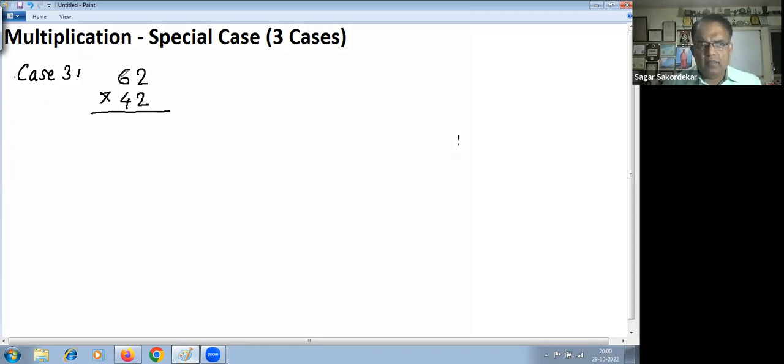So the method is like this. Multiply this 6 into 4 plus this common digit, and multiply digits at units place on the right hand side, 2 into 2. 6 into 4 plus this common digit. 6 into 4 is 24 plus 2 is 26. Here there should be two digits, so 2 into 2 is 4, that you will have to write 04, and answer is 2604.